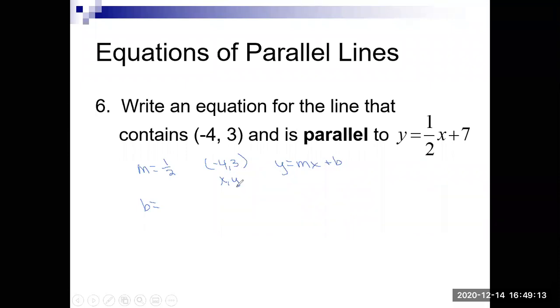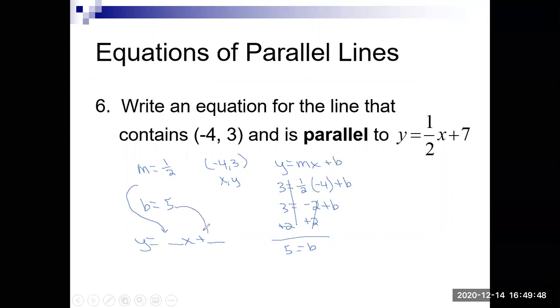And so therefore, y is 3. Your m is 1/2. Your x is -4. Next thing you need to do is multiply. 1/2 times -4 is -2. Solve it by adding 2 to both sides so that these cancel, and you're left with b equals 5. And now that you know that, it's time to write your equation in slope-intercept form. m goes here, and b goes here to give you y equals 1/2 x plus 5.